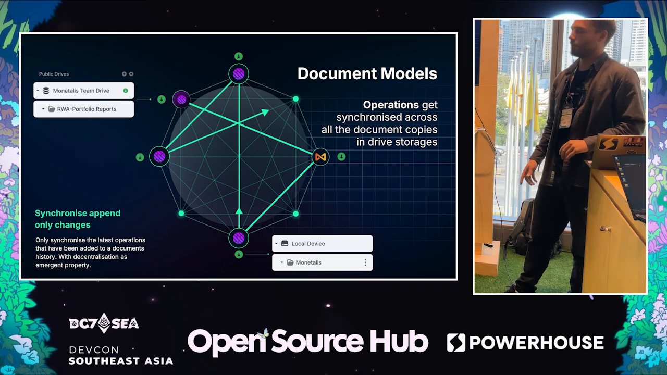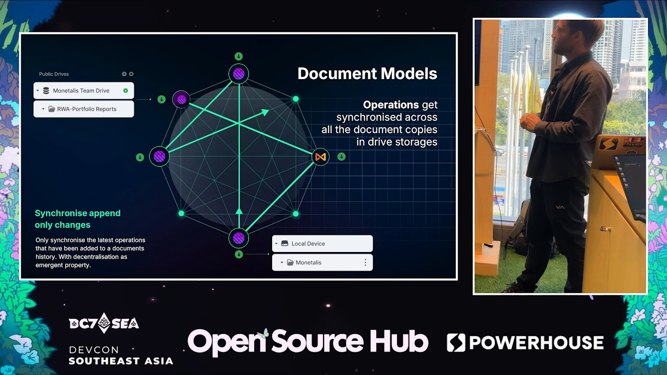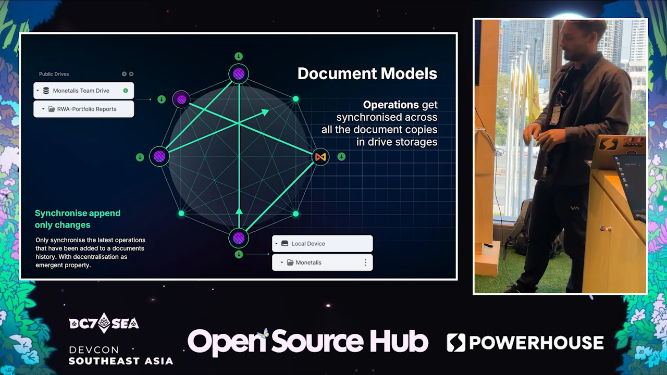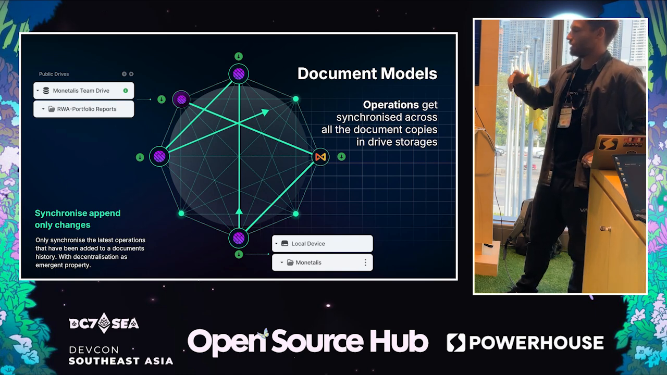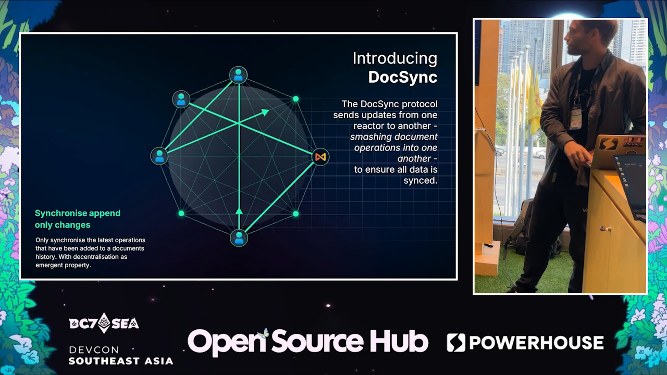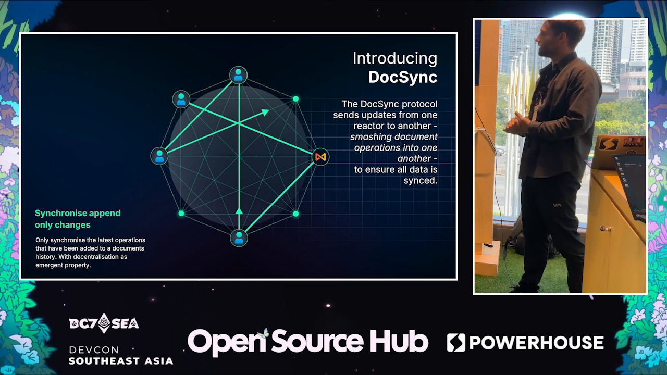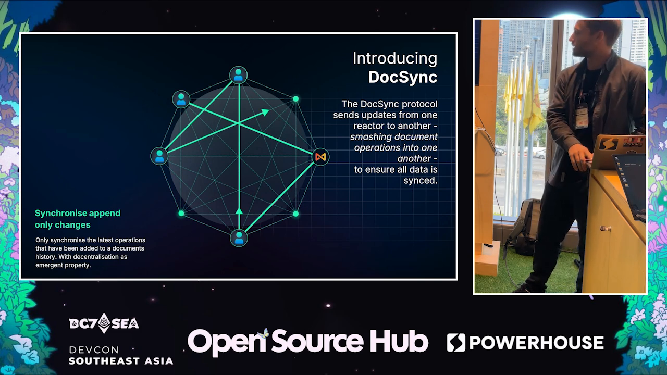And this is very similar to the transaction-based design pattern that blockchains make use of. So with our DocSync protocol, we're synchronizing documents across the network with each operation being added to the structure. Since the structure of a document model is append only, it's very clear that this mimics many of the characteristics of a blockchain network. So why do we call our nodes reactors? Because they are essentially smashing different operations of different documents into each other to make sure all of the data is synchronized.